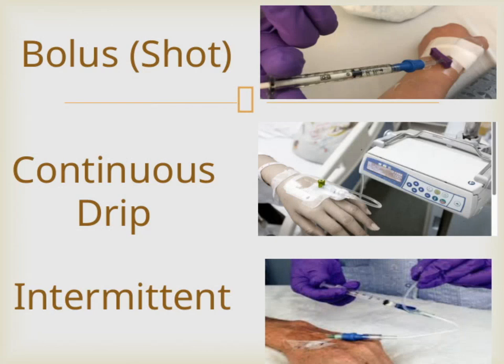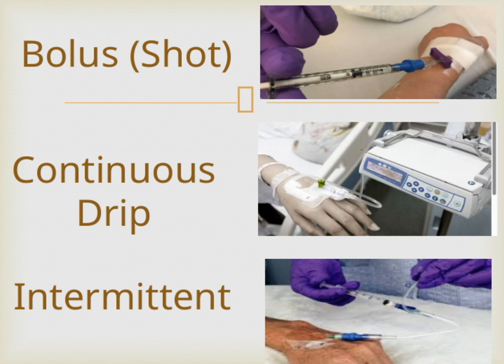Let's talk about the different methods of administering medications. First, we have intermittent delivery, which involves giving doses at specific intervals. This method is useful when you need controlled, periodic medication levels. Next is continuous drip, where the medication is infused steadily over a set period, providing a constant level in the bloodstream, which is especially important for drugs that require steady plasma concentrations.